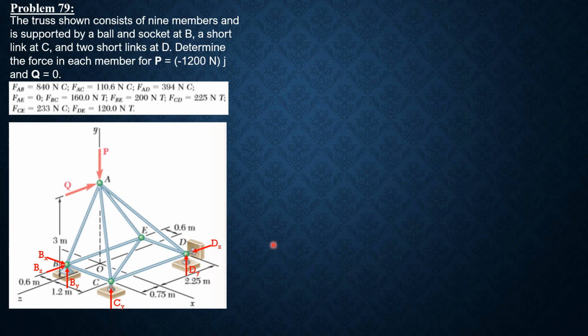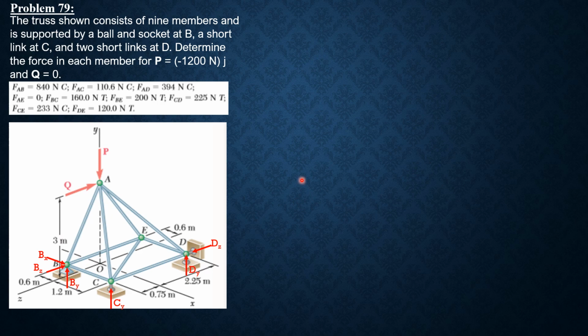So let's determine if this space truss is determinate. There are 1, 2, 3, 4, 5, 6 reaction components, and members 1, 2, 3, 4, 5, 6, 7, 8, 9. So 6 plus 9 is 15. R plus the number of bars is 15, and 15 is equal to 3 times the number of joints, because at each joint we can write 3 equations of statics. So 3 times 5 is also 15. Therefore, the truss is determinate, and if you look at the figure, it is stable.